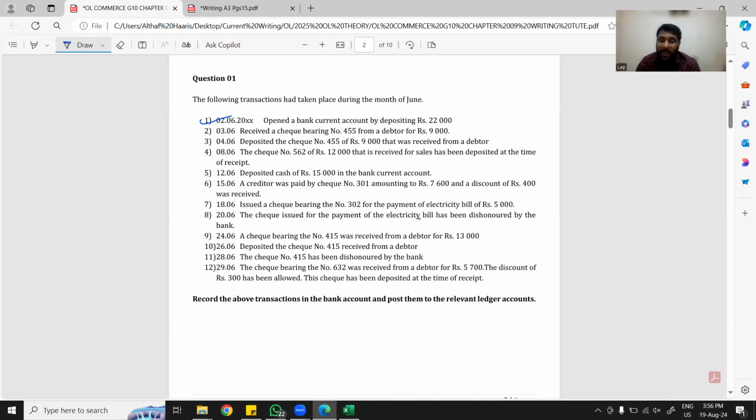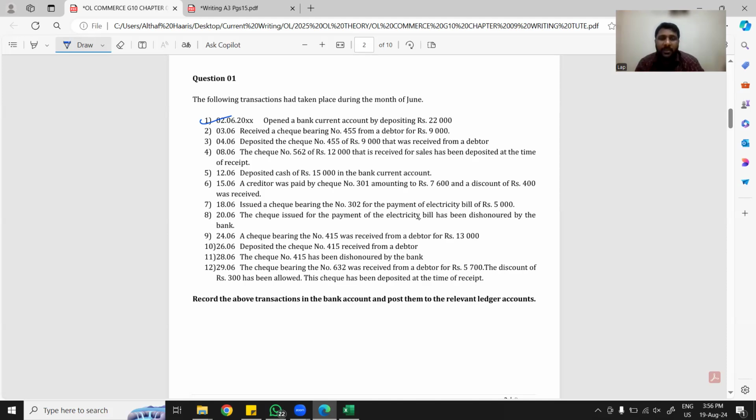Until I go to the bank, the check will be there inside the locker. We will consider it as cash in hand, not cash at bank. Until I take the check and go to the bank, we will consider it as cash in hand. So I'll give you a note.